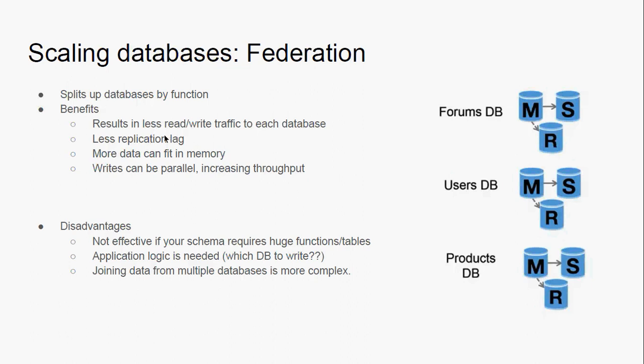So the benefits, as you see here, are less read-write traffic to each one of the databases. And since you are replicating only forums data here, the lag will be less. Since they're all on different servers, more data can fit into memory. And writes can be parallel, meaning a composite request could write data in parallel to the forums, users, and products.